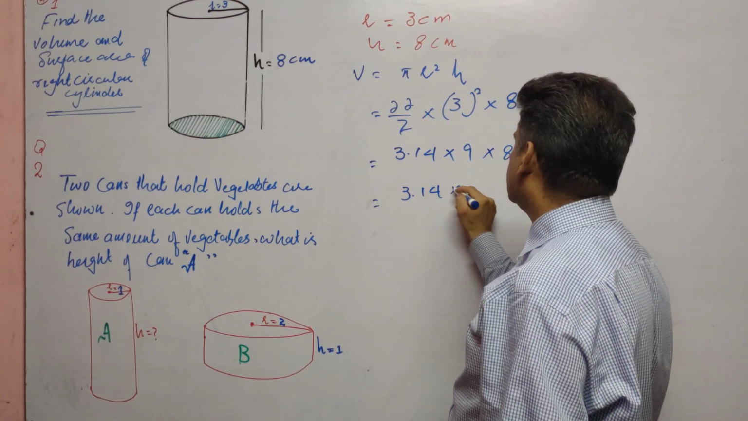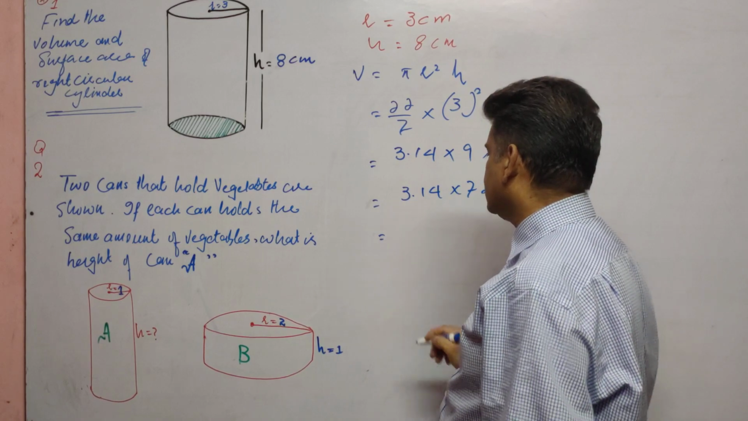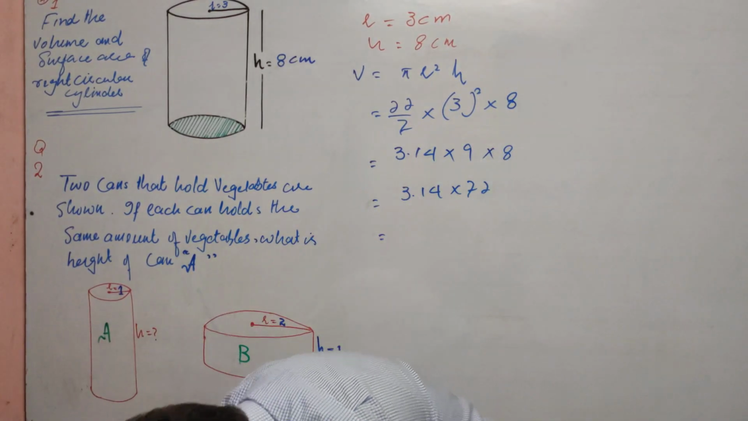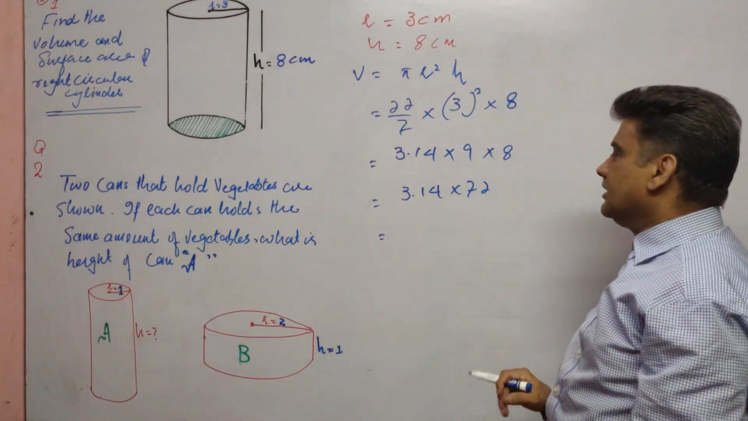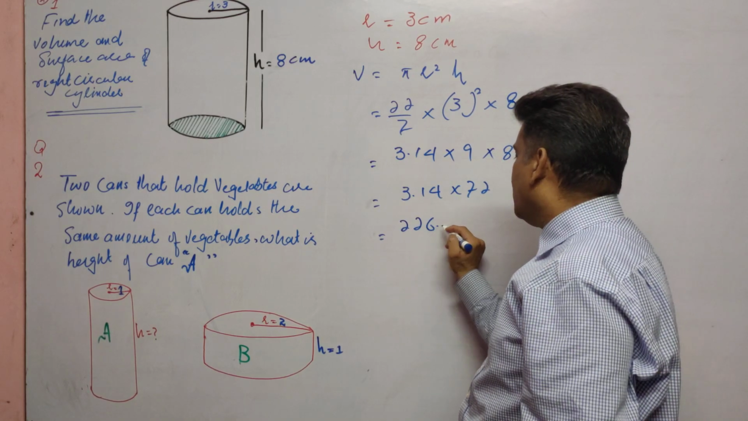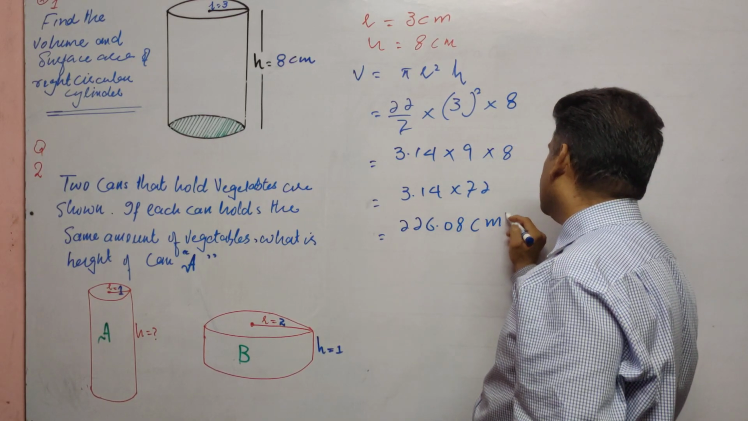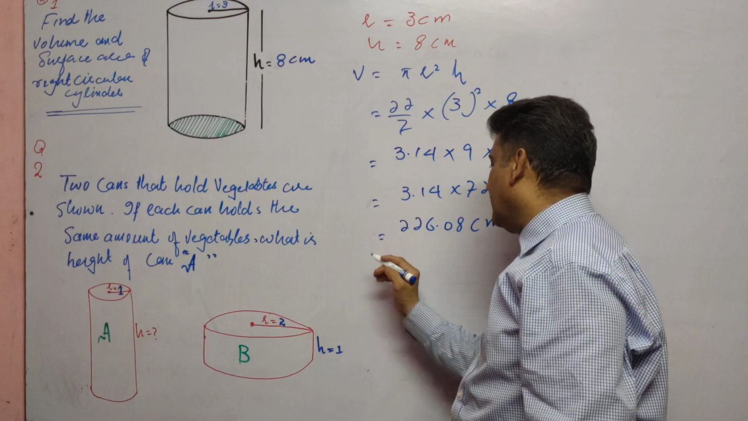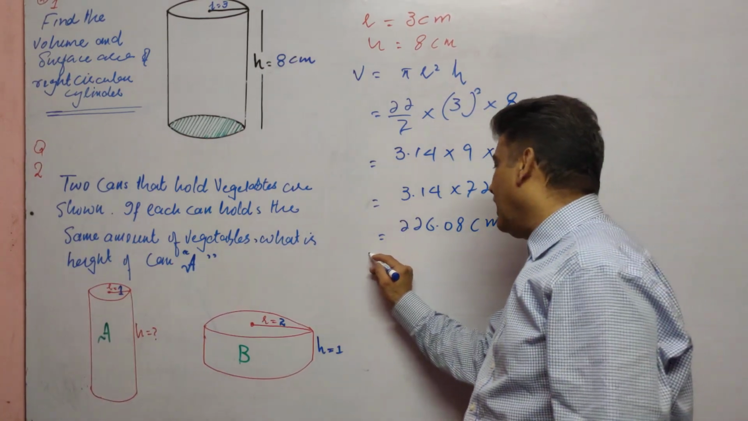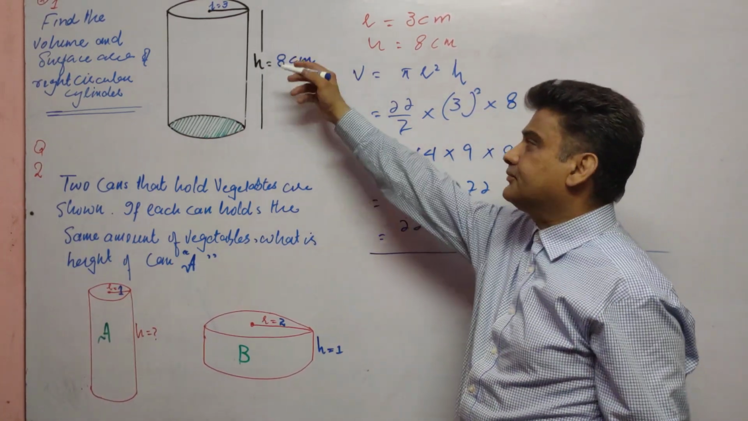After multiplying, we know when we multiply 3.14 by 72, the answer is 226.08 cubic centimeter. This is its volume, 226.08 cubic centimeter. We now find the surface area of the cylinder.